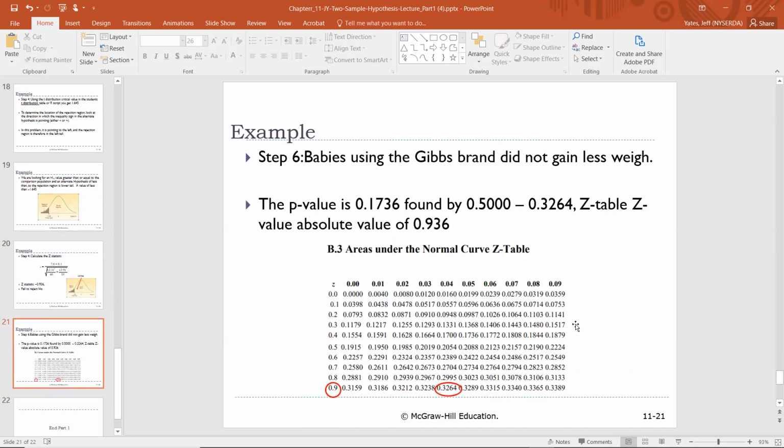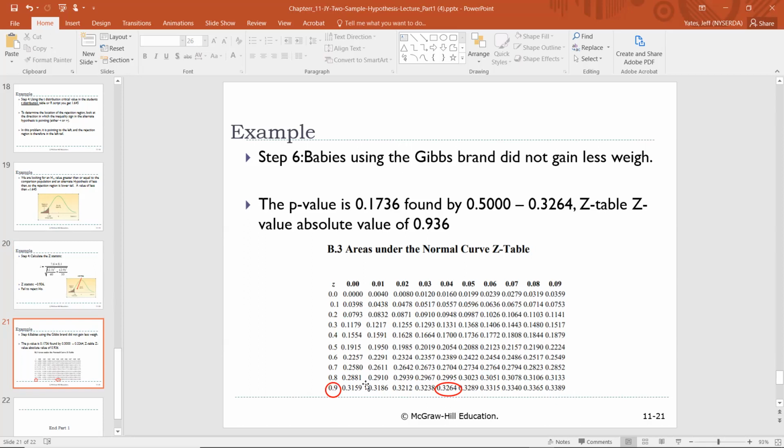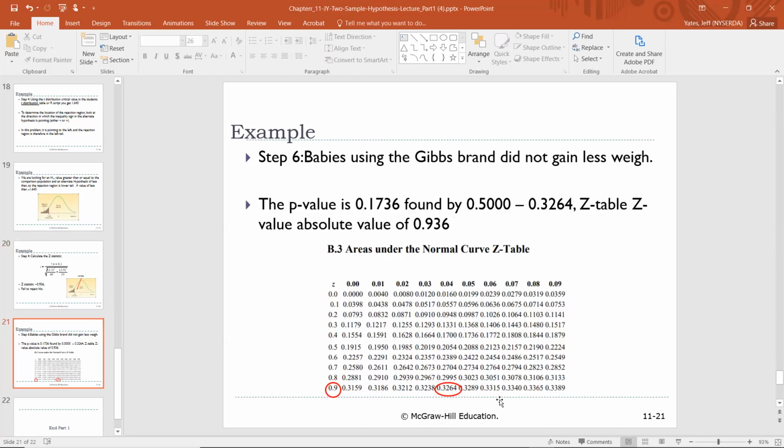Take the table. In this example, we're showing the p-value being 0.1736. We've got our Z value of 0.93. Let's take our 0.93, where 0.9 is our Z value. Let's come across to the rejection region, and we get a 0.3264, which is for half the curve. 0.50 minus 0.3264 gives us a 0.1736.